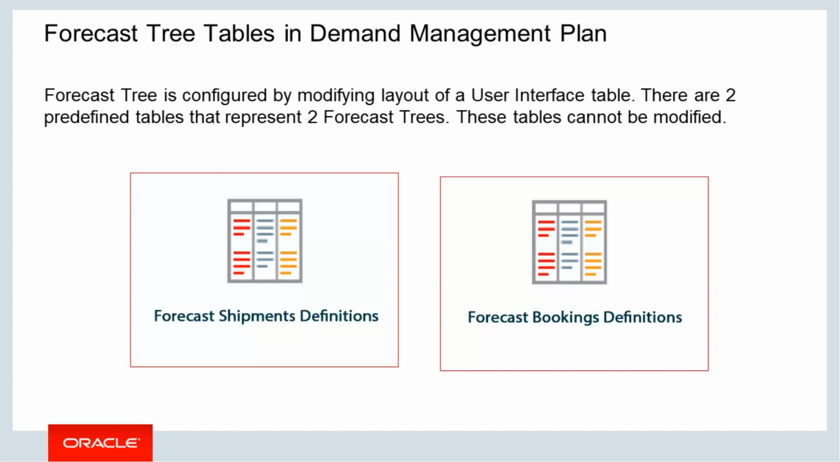A forecast tree is configured by modifying the layout of the UI table. After the user creates a new table, the user can modify the forecast tree by modifying the y-axis item and location levels and save the configuration. To use this new forecast tree, the user will need to add the table to a user-defined profile. We will demonstrate this later on in our session.